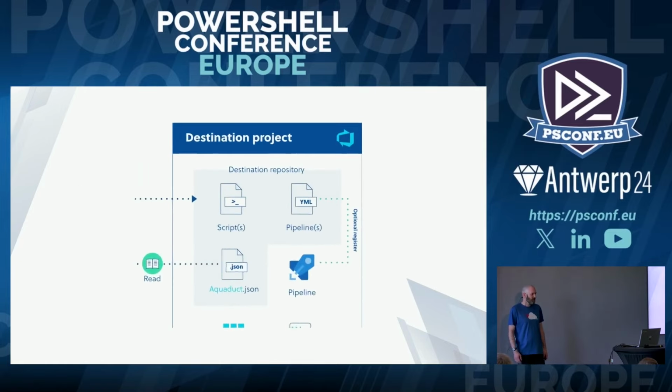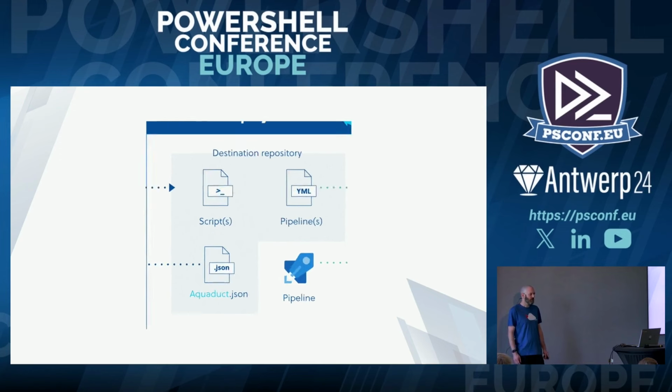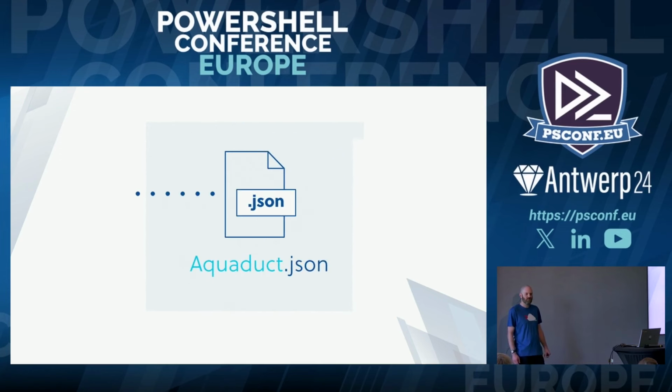Then on the other side, that's the destination. That just requires one thing, and that's the aqueduct.json. That's the central configuration file for our end users. The only thing they need to make use of Aqueduct is get this file, place it on the repository, and edit it to their needs.